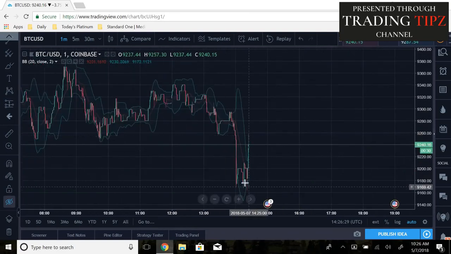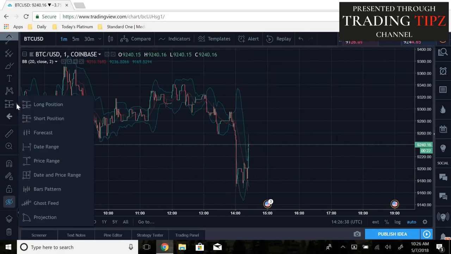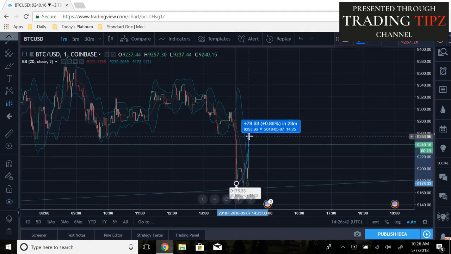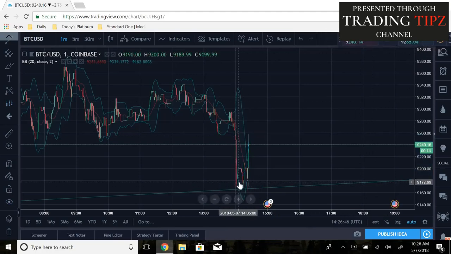Say it just hit this bottom and a little bit below, you could possibly sell as it has gone above and make a nice little profit for yourself. As you can see here, that would have been almost 1% in only 23 minutes, just from buying when the Bollinger Bands are showing that it's oversold. There was a lot of sell-off action here, it stabilized for a moment, and then started to move up again.